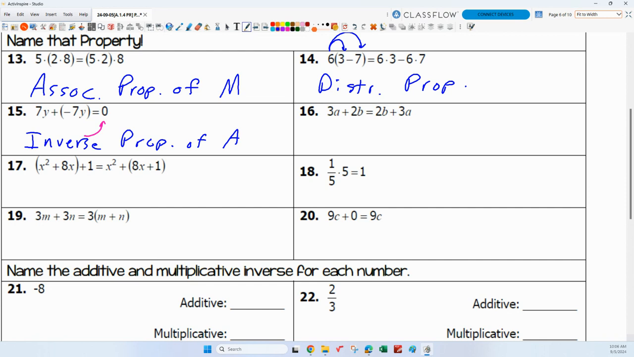How about number 16? Take a look at those. Stare at those for a second. What's going on there? Yeah, commutative property, there you go, because I'm exchanging the two things that are being added. How about 17?